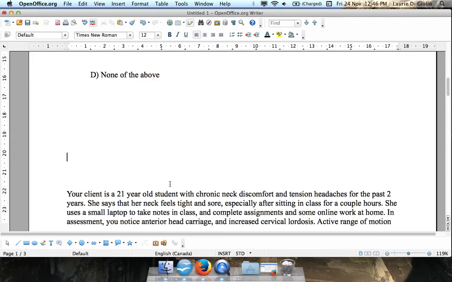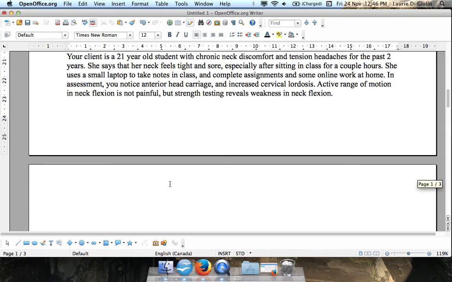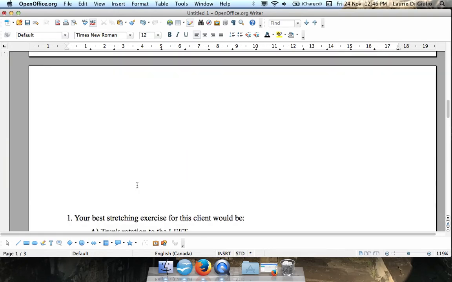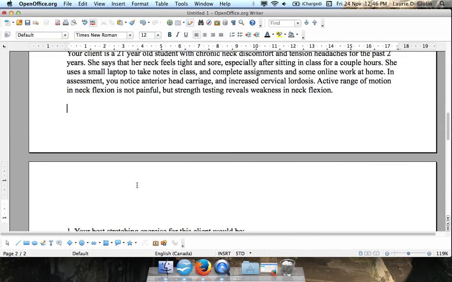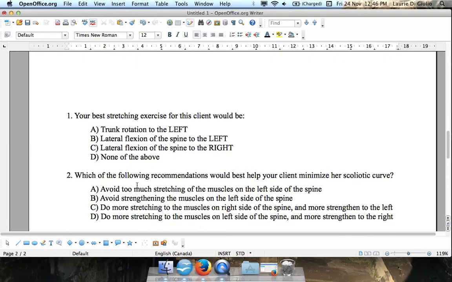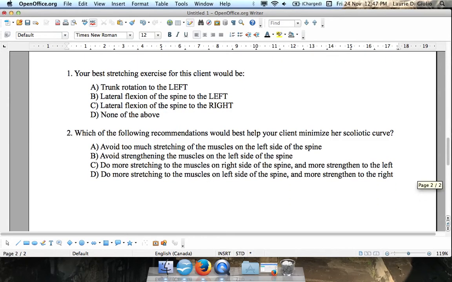This is the one that we just did. Okay, so I'm going to scroll down here. Here are 2 questions. Okay. Your best stretching exercise for this client would be, and which of the following recommendations would best help your client minimize her scoliotic curve? So these are both based on the same case study. So what I want you to do is go through these the same way that I just went through these. Best stretching exercise.